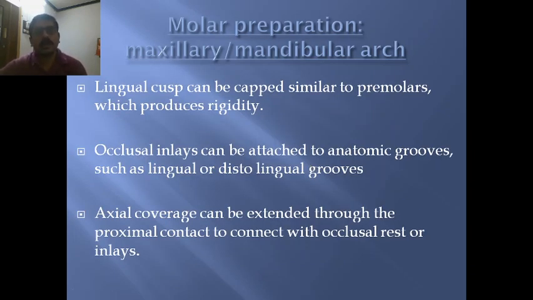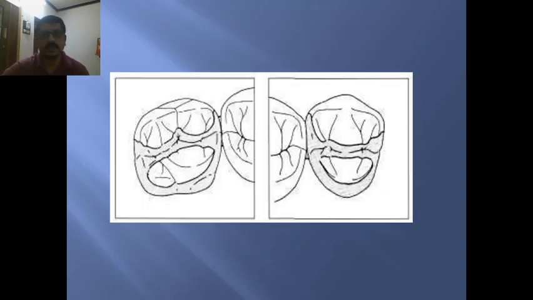In the molar preparation also, we can cap the lingual cusp as with premolars to produce rigidity. Occlusal inlays can be attached to the anatomical grooves such as lingual or distolingual grooves. Axial coverage can be extended through the proximal contact to connect with the occlusal rest or the inlays. Here we can see the occlusal preparation where, through the central fossa, the mesial and distal sides are connected to the rest.